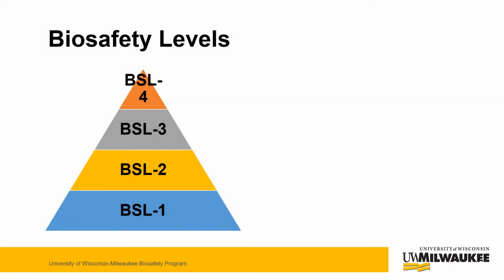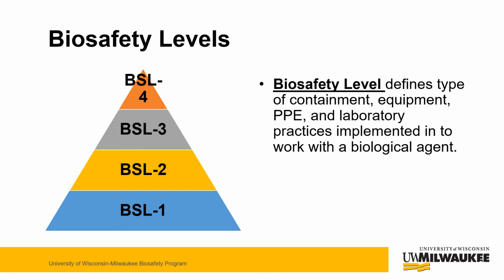Let's discuss biosafety levels of containment. Biosafety levels define the type of containment, equipment, personal protective equipment, and laboratory practices implemented in the laboratory to work with a biological agent. They are classified from BSL-1 to BSL-4, with BSL-1 being for the lowest risk agents and BSL-4 being for the highest risk agents.